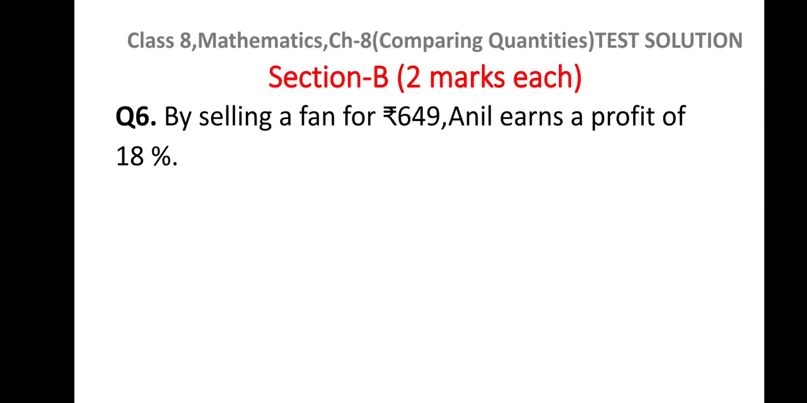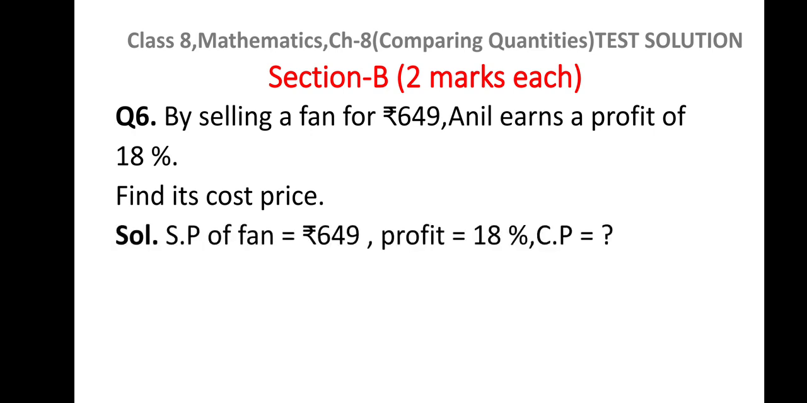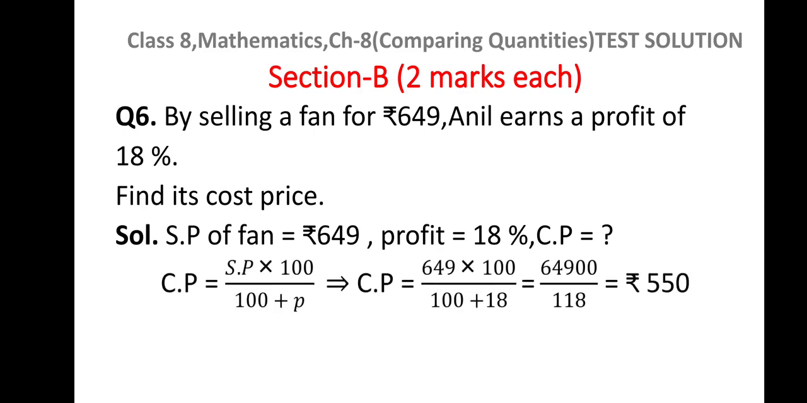Now coming to section B, it consists of 2 marks questions. Question number 6. By selling a fan for rupees 649, Anil earns a profit of 18%. Find its cost price. SP of the fan is rupees 649. Profit is 18%. We need to find CP. And we know that CP is given by the formula SP into 100 over 100 plus profit percent.